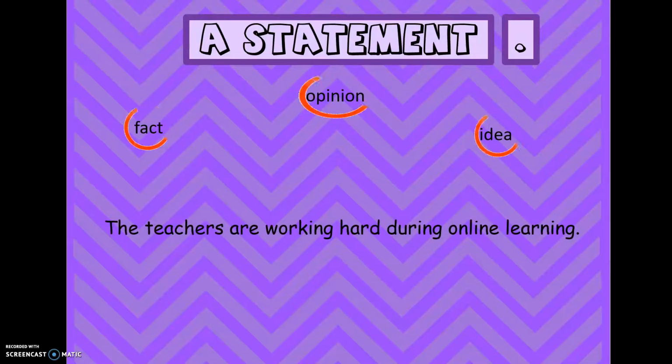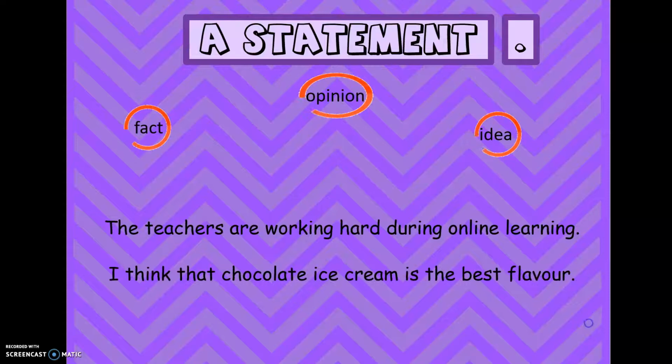Here are some examples of a fact. The teachers are working hard during online learning. You do not have to answer that. You do not have to do anything with it. It's just stating a fact.